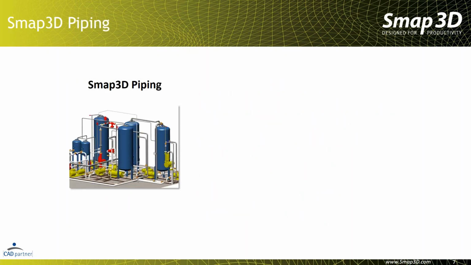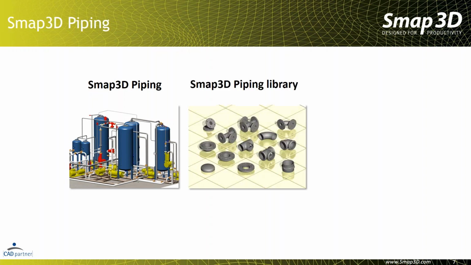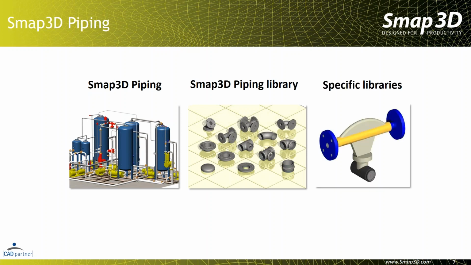Our piping tool, the add-in for SolidWorks or Solid Edge, consists of the piping itself. Then we've got the piping library. Depending on the CAD system, you would either have 80,000 or even 120,000 standard parts included. And then we've also got our specific libraries that could be components that you design by yourself, or that could be supplier parts. If you need specific ones, then you can integrate them in the libraries and use them together with Smap3D.